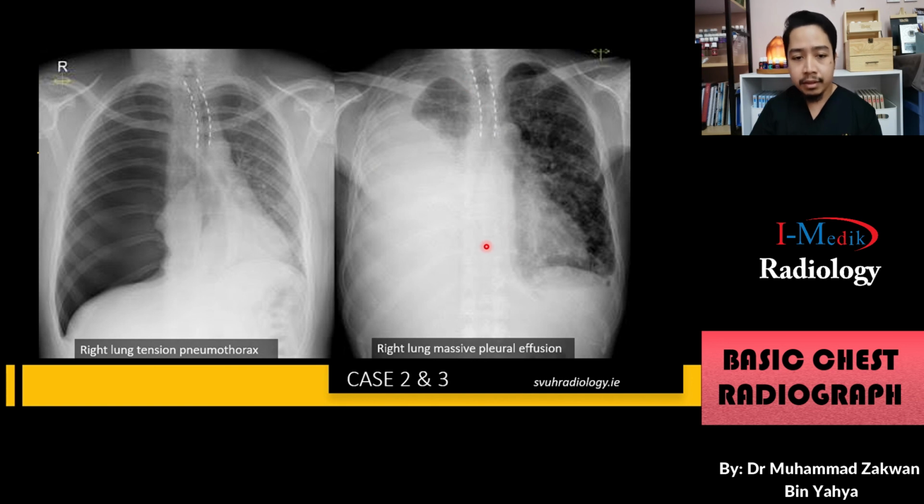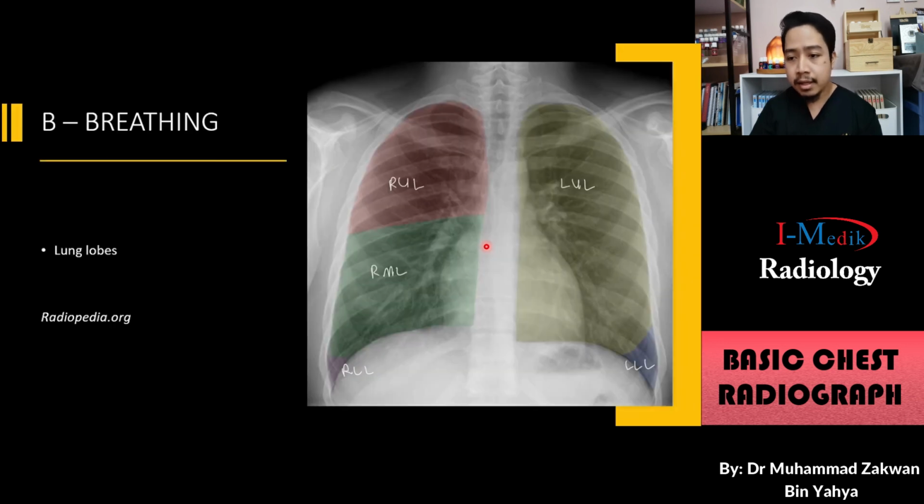Okay, for the breathing, these are the lung lobes. We have 3 lung lobes on the right side and 2 lobes on the left side. We have right upper lobe, right middle lobe, and right lower lobe. And on the left side, we have left upper lobe and left lower lobe.